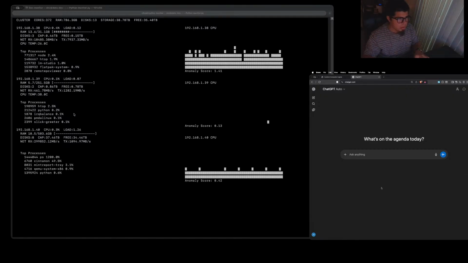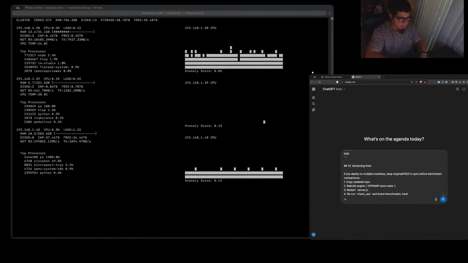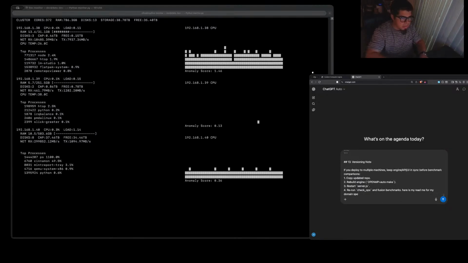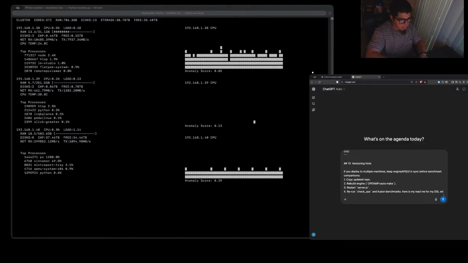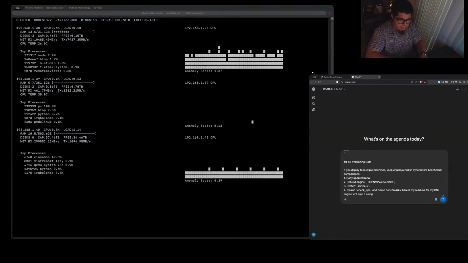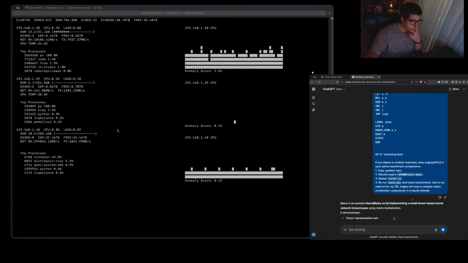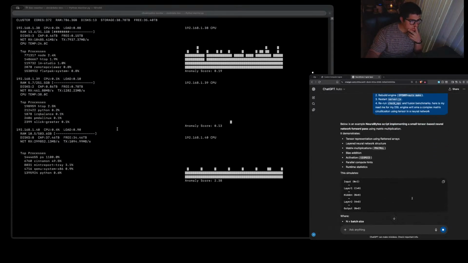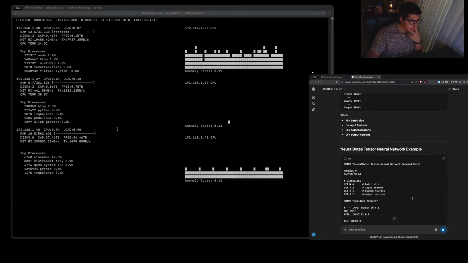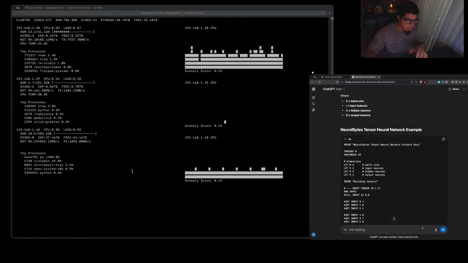Alright, cool. So I tell my AI, hey, here is my readme for my domains. Write me a complex matrix tensor using tensor. Alright, it should have it in the context. Hold on a second. Also distributed across nodes.